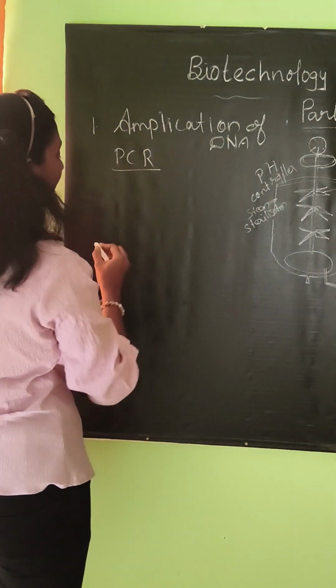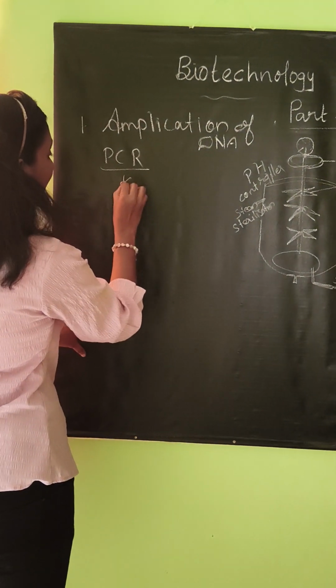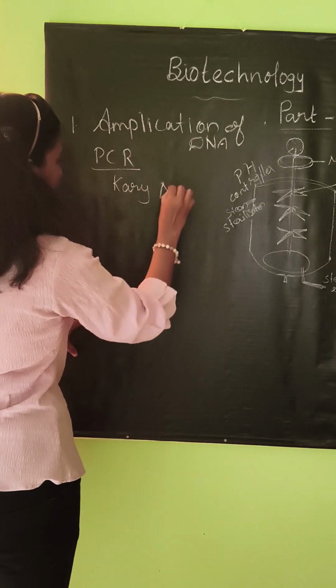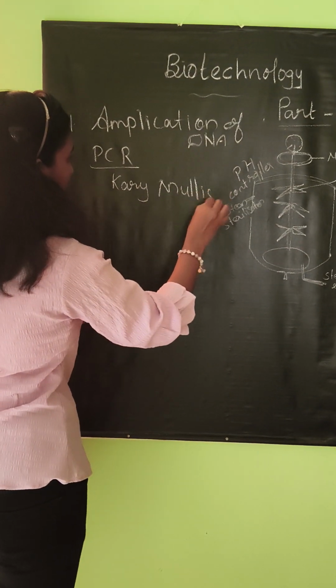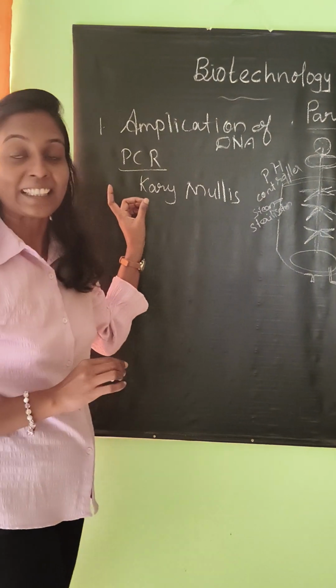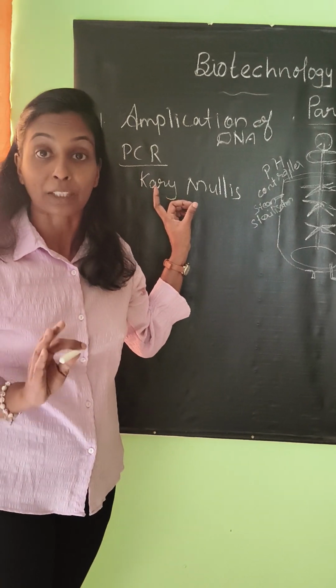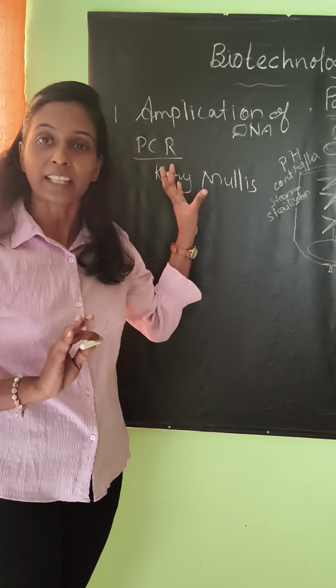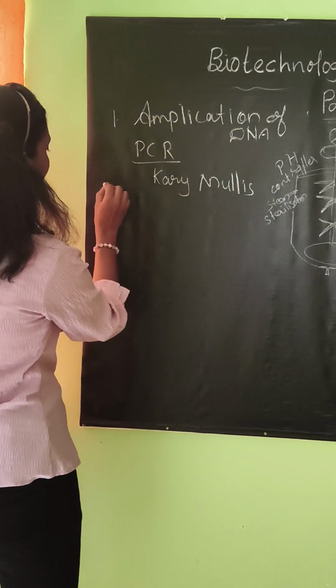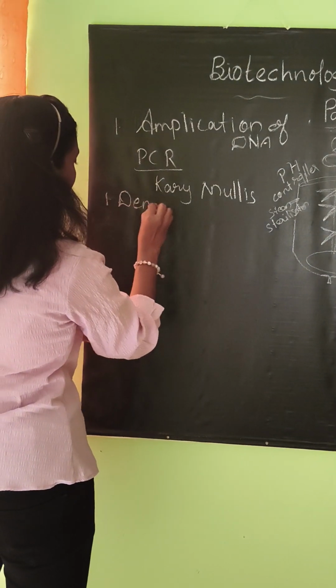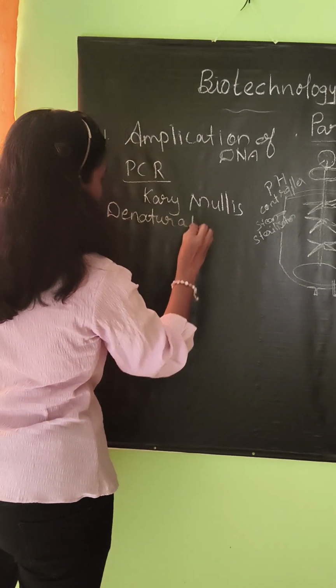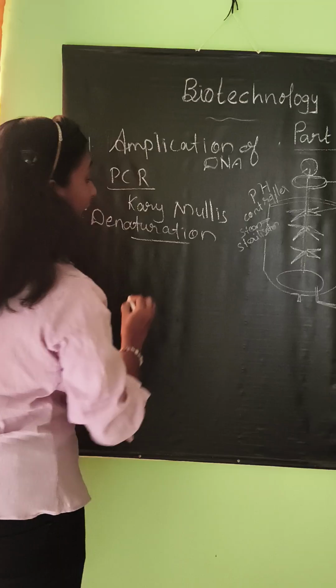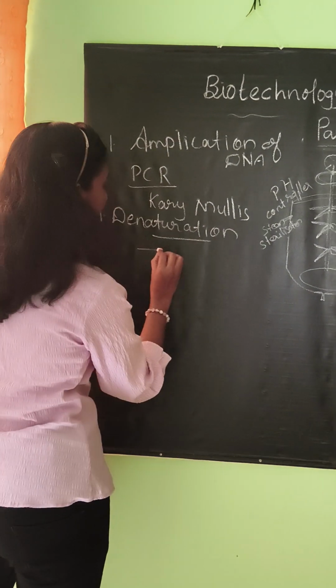It was developed by one of the scientists. His name is Kary Mullis. So PCR is used for amplifying the particular desired DNA. There are some steps. The first step is denaturation. Actually what happens, as we know, DNA is a double stranded structure.